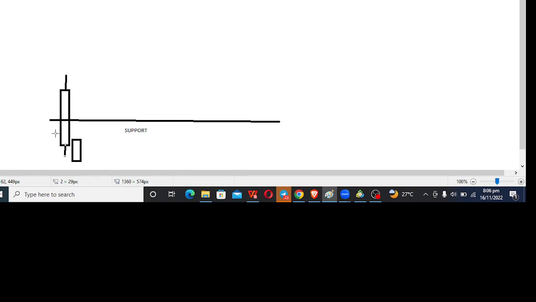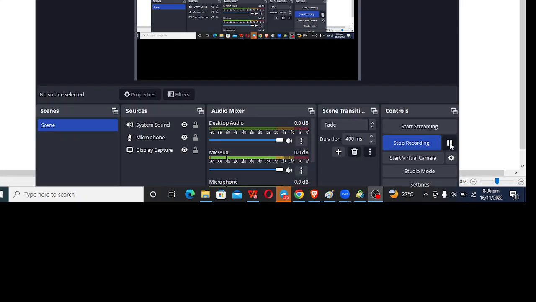So a full candle like this, and then the next one can be smaller than the previous candle that broke through. Currently we have less than a minute. Let me just end this.